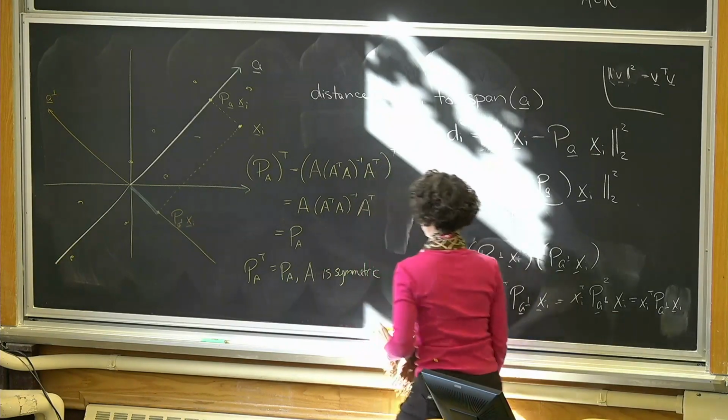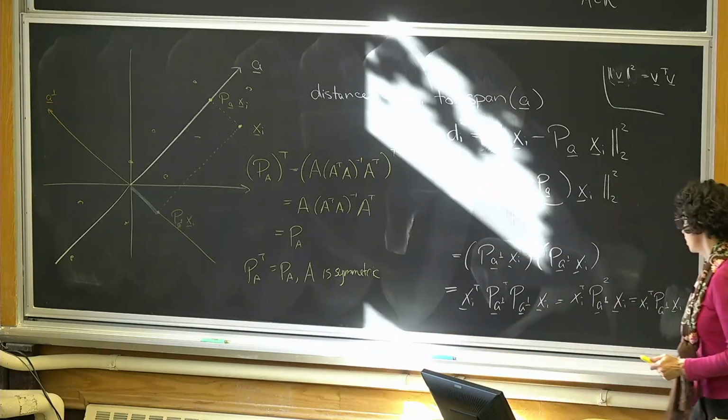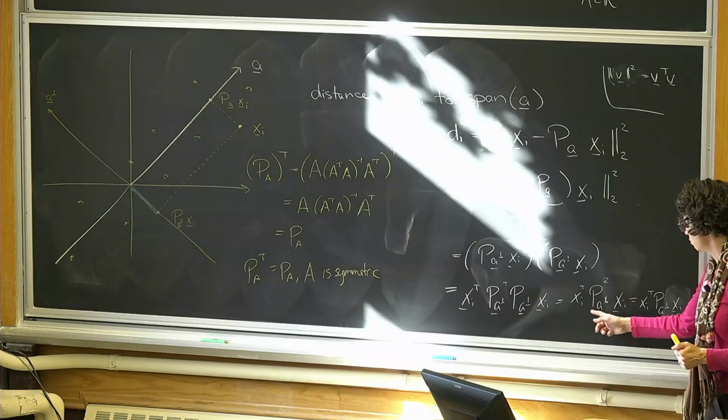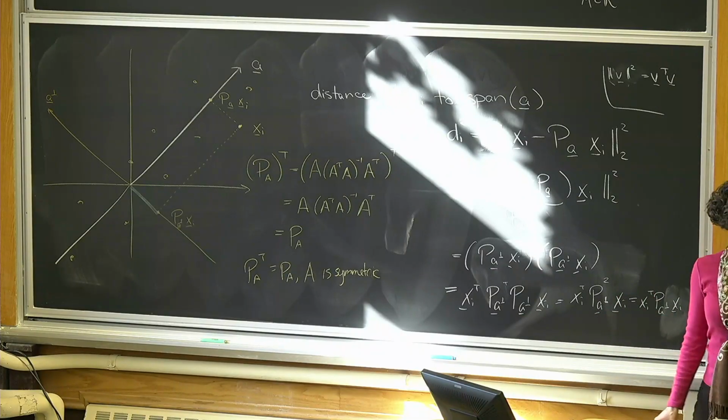I mean, these two things mean the same thing. And so that's why in this expression here, I said PA transpose PA is equal to PA squared. Any other questions?